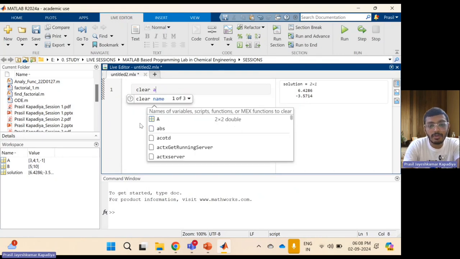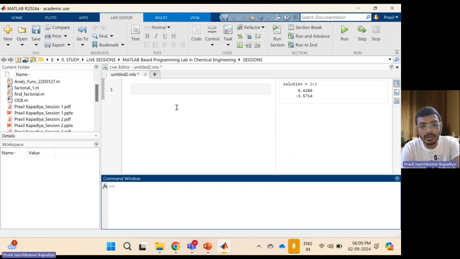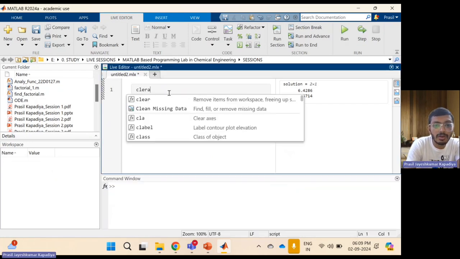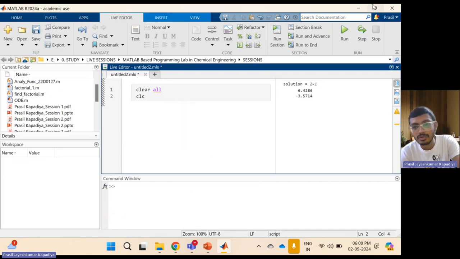I will do clear all and CLC. Here also, I just want to clear this screen, so I will just do clear all and CLC once again. Okay. So let's write down the heat balance equation.